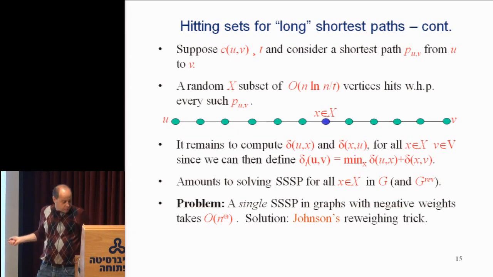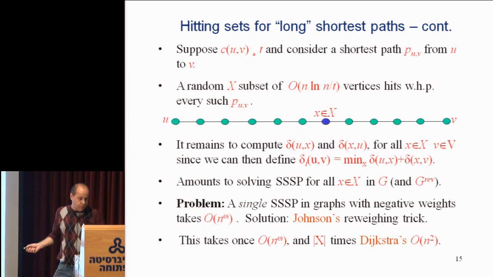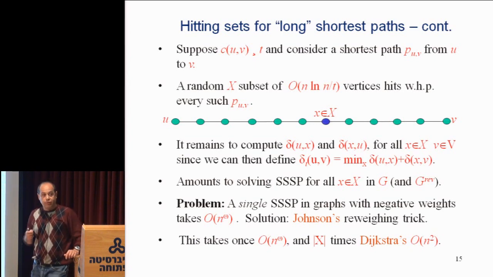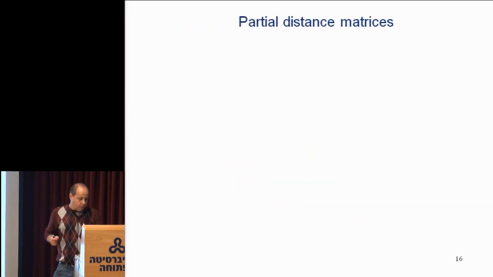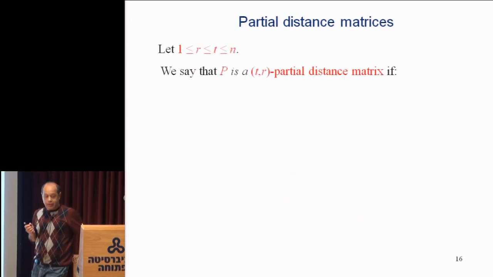Now, how much does Dijkstra cost? At most, it takes us O(n squared) time if the graph is dense. And since we do it for every vertex in the sample, and the size of the sample was roughly n over t, the overall running time would be n cubed over t plus something which is negligible, as we promised. So at least we took care of all pairs for which C_UV is large. The number of hops that realize the shortest path is large. And now we want to take care of those pairs with C_UV small, and this is more difficult.